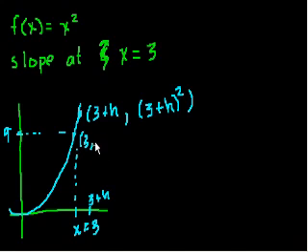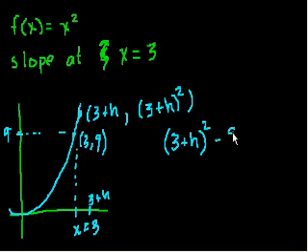What we want to do is find the slope between these 2 points. So what's the slope? It's the change in y, so it's 3 plus h squared minus this y, minus 9, over the change in x. Well, that's 3 plus h minus 3.